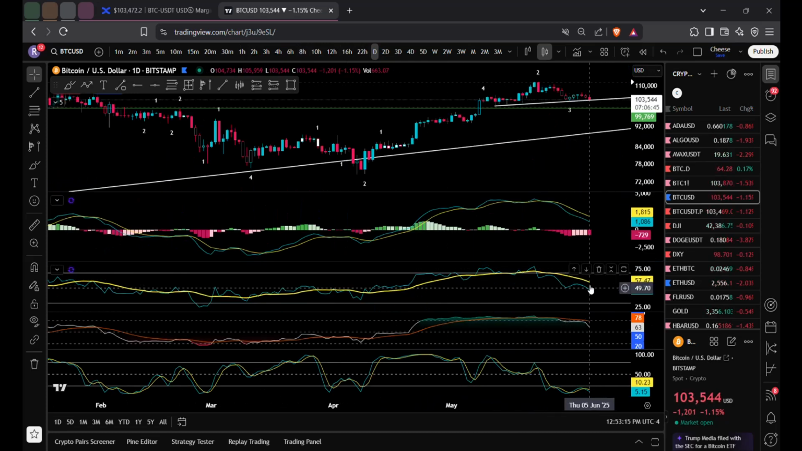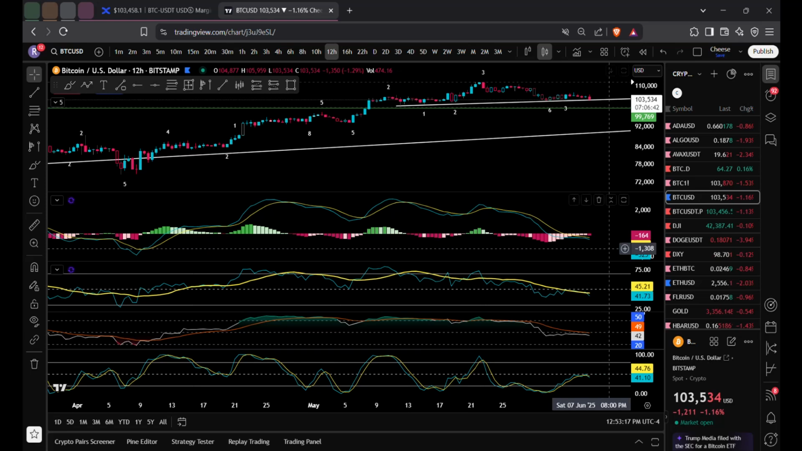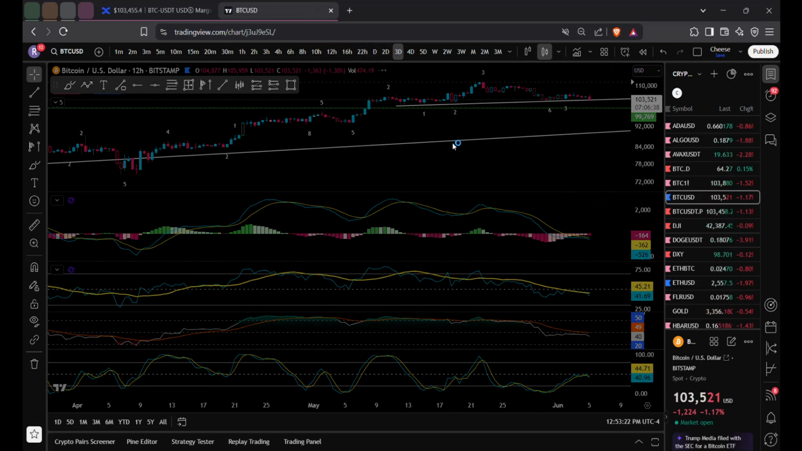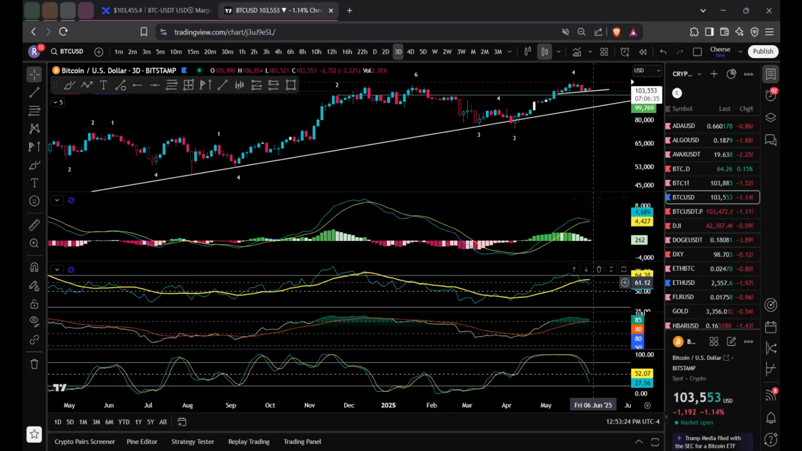Because this morning it looked like this was double bottoming. It looked like the 12-hour was about to golden cross. And guess what? We broke down, because the 3-day looks like it's breaking market structure.